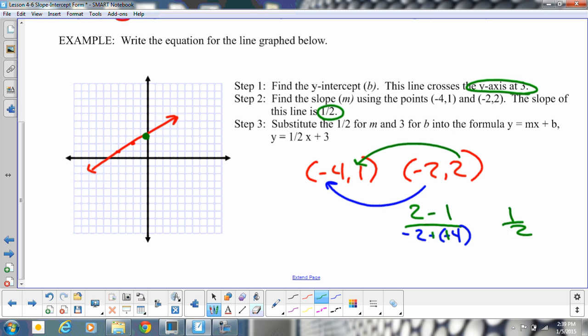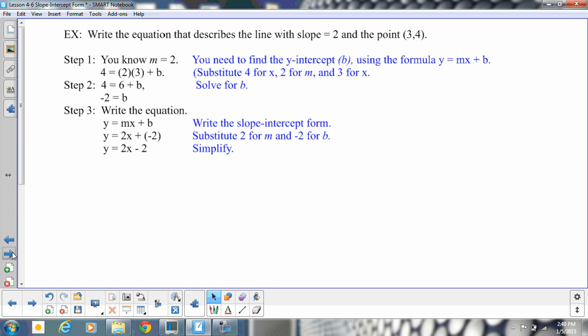Now I'm going to put those values into the equation right here. Y equals 1/2. Where did I get the 1/2? Well, that's my slope. Plus 3. What does the 3 stand for? That's my y-intercept. So if I'm given the slope and the y-intercept, I just put it in the formula and I'm good to go.